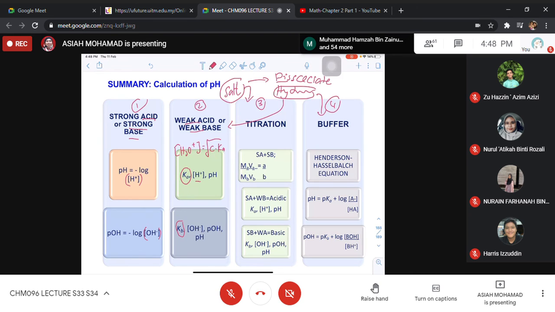The easiest method to calculate pH for a buffer is by using the Henderson-Hasselbalch equation. You can apply this equation in both acidic and basic buffers. But in a basic buffer, if you don't want to use pH equals pKa plus log base over acid, you can use pOH equals pKb plus log of acid over base. Why is it inverted? Base over acid, acid over base.